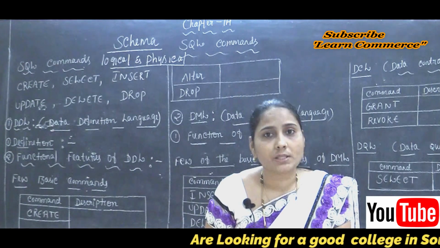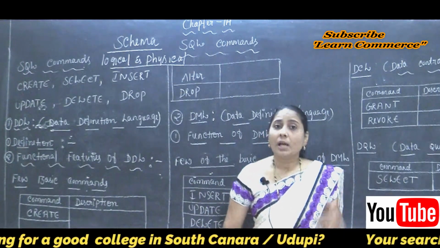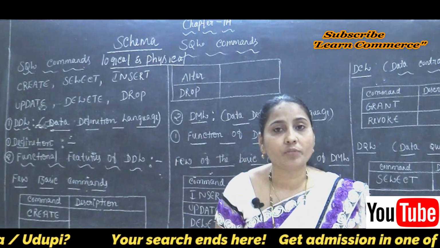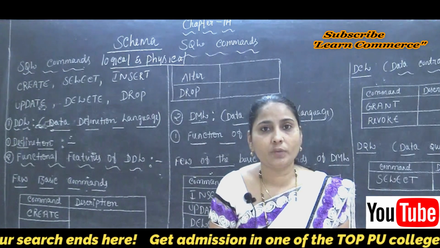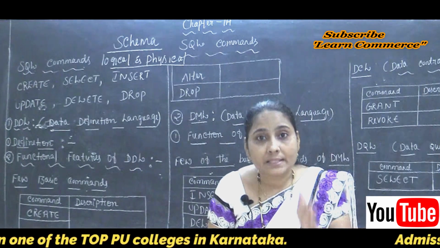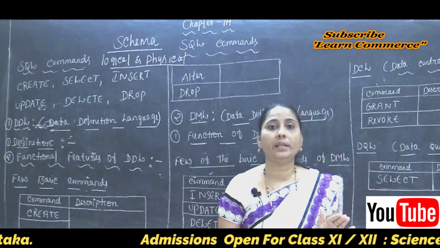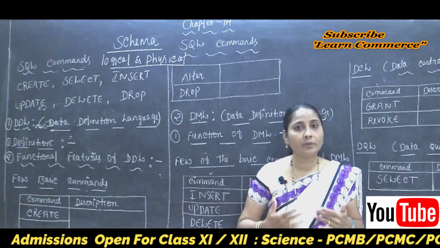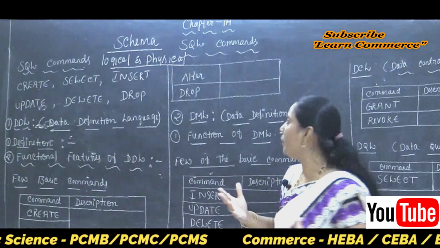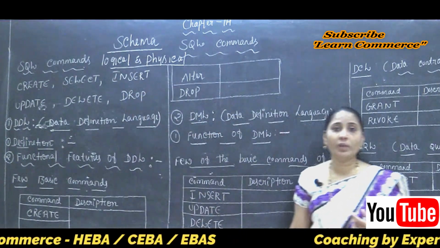And what's the task we are going to perform in our physical level? Because this physical level describes the physical representation of the database. What's the meaning of the physical representation of the database? It describes how the data is physically stored in the database, and how the data we are going to organize in the database. So this is about the logical as well as the physical structure of the database.